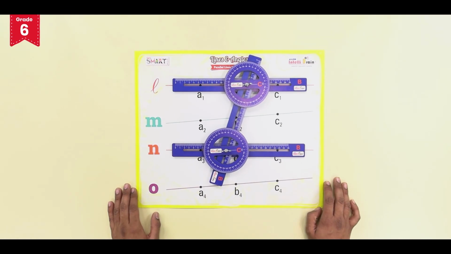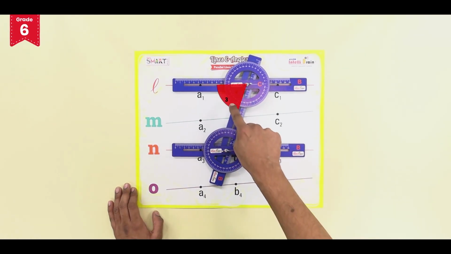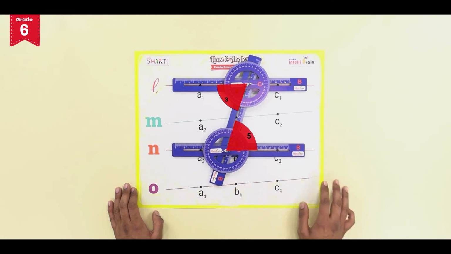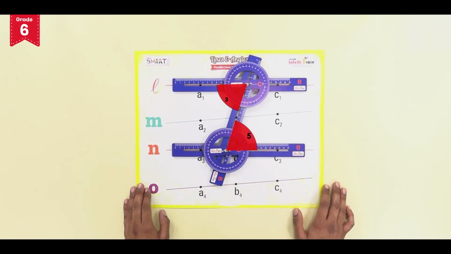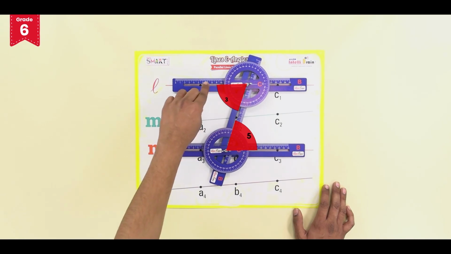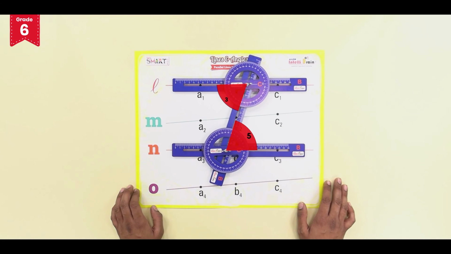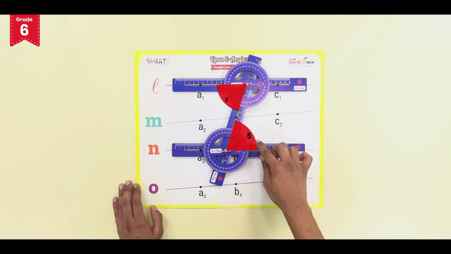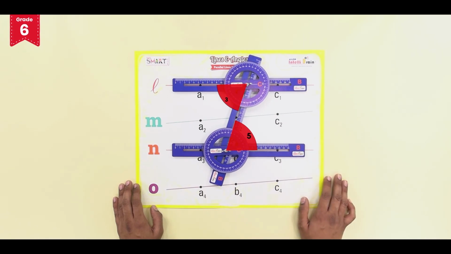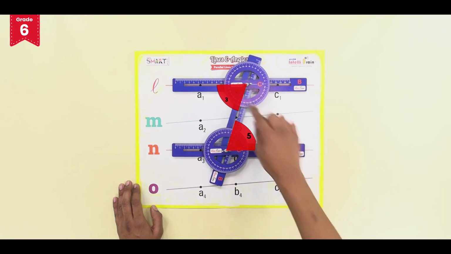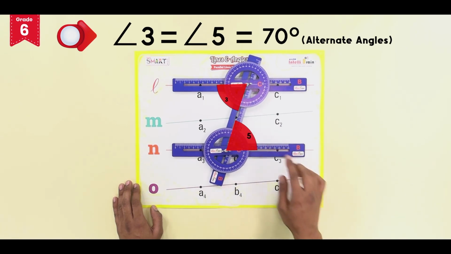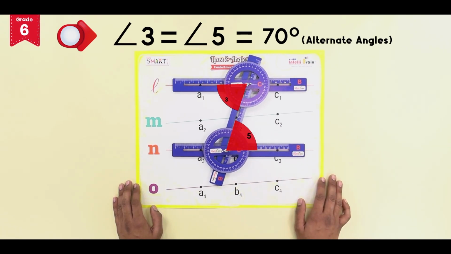Now let us check the measures of the angle 3 and the angle 5. The measure of angle 3 will be equal to 250 degrees minus 180 degrees, that is 70 degrees. And the measure of angle 5 is already known, which is equal to 70 degrees. We can clearly see that the measures of angle 3 and angle 5 are equal to one another.